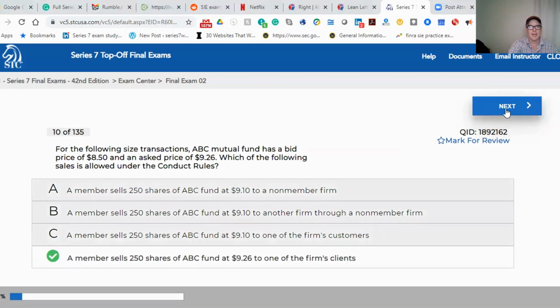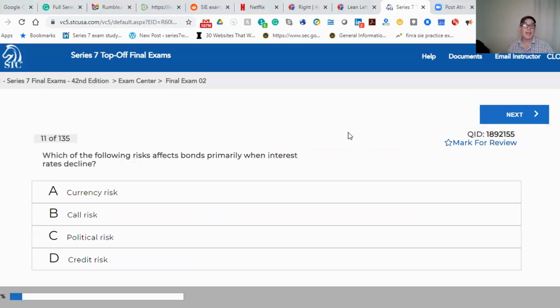Boom, we got 10 in a row. I'll take that. Gives me room later. So if I get a few wrong on the back end, I'm not as worried.